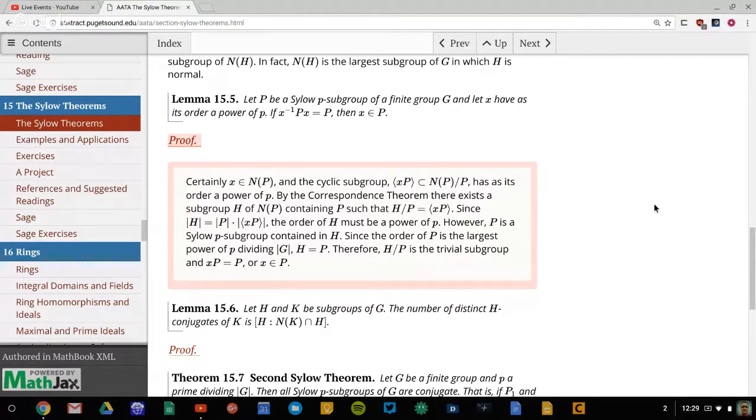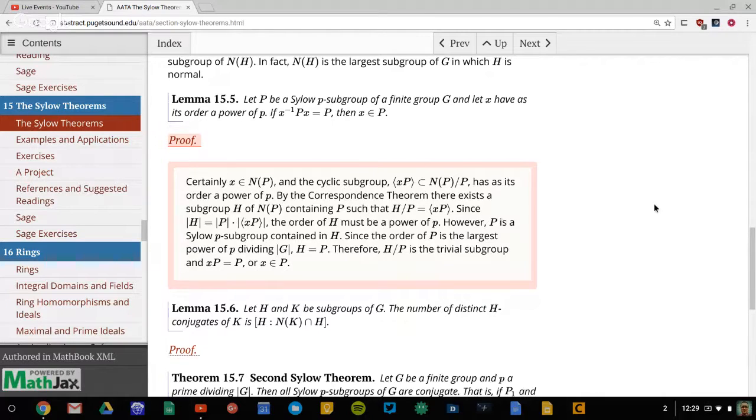But if H is equal to P, that means this factor group is trivial. You're factoring out a group by itself. So you're looking at the cosets in H of H. Well, there's only one coset, H itself. The factor group is the trivial group. Okay? So this is the trivial group. So therefore, this one must be the trivial group as well.